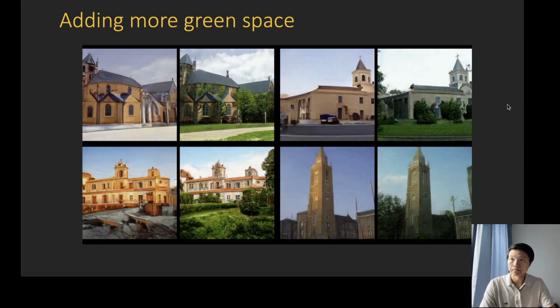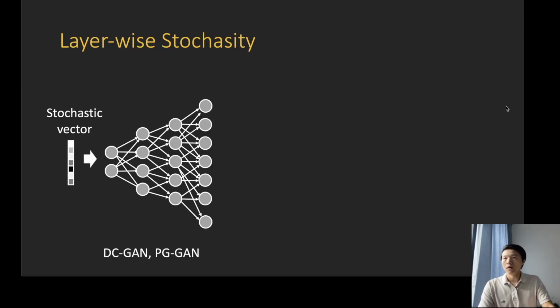Previous GAN models, such as DCGAN and PGGAN, only have stochasticity at the beginning. Here stochasticity means where the randomness comes from. Right now we only have this random vector at the beginning, which is thrown into the generator to synthesize the image. So the stochasticity only happens at the beginning.